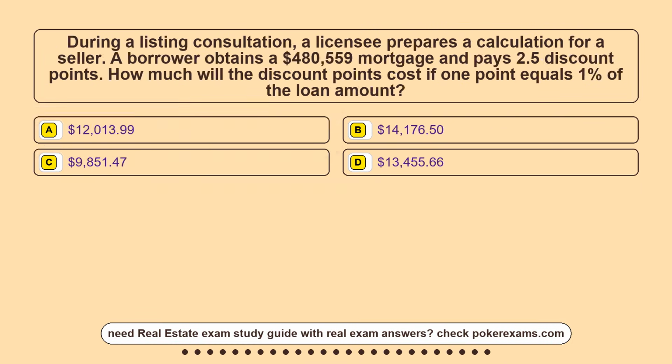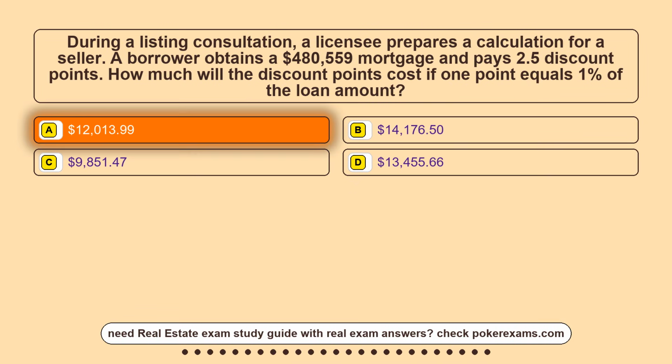Question 10. During a listing consultation, a licensee prepares a calculation for a seller. A borrower obtains a $480,559 mortgage and pays 2.5 discount points. How much will the discount points cost if 1 point equals 1% of the loan amount? Option A, $12,013.99. Option B, $14,176.50. Option C, $9,851.47. Option D, $13,455.66.